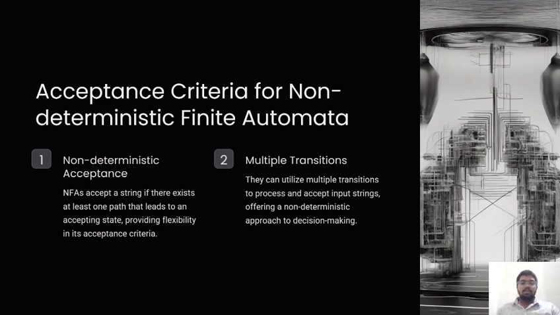Acceptance criteria for non-deterministic finite automata. Non-deterministic acceptance: an NFA accepts a string if there exists at least one path that leads to an accept state, providing flexibility in this acceptance criteria. Multiple transitions: they can utilize multiple transitions to process and accept input strings, offering a non-deterministic approach to decision making.